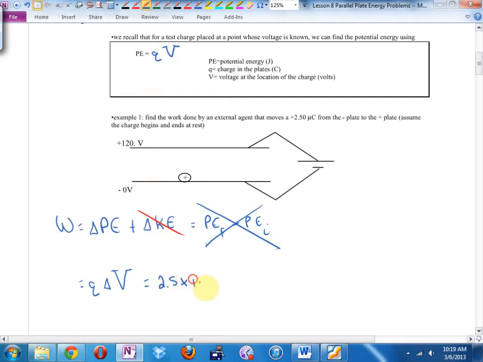2.5 times 10 to the negative 6. How many volts are we traveling through grand total? 120. Hey, what if I asked you how much work to move it halfway through this voltage? It would be 2.5 times 10 to the negative 6 times what? Yeah, 6. If I wanted to get exactly right there, I just multiply by 60, because remember we did say the voltage increases linearly in a nice straight line.